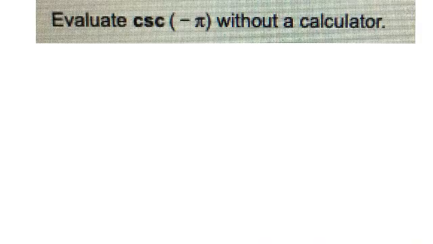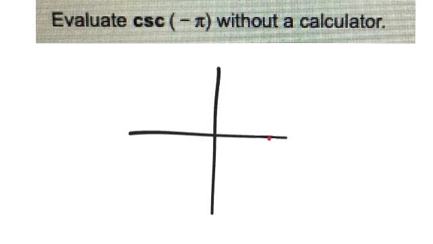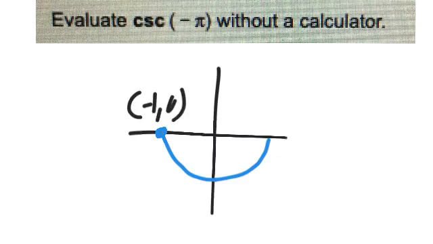Okay, so here I'm told to find cosecant of negative pi. So now because my angle is negative, I'm rotating in the negative direction. So I'm going clockwise. I know pi is 180 degrees, so negative pi is going to be a negative 180 degree rotation, which puts me here. So because I rotated to an axis, I need to know what these coordinates are. So this is the point negative 1, 0. So my coordinates here are negative 1, 0.